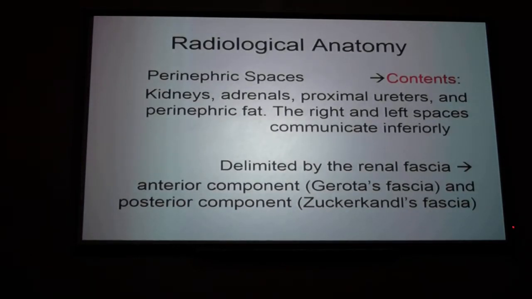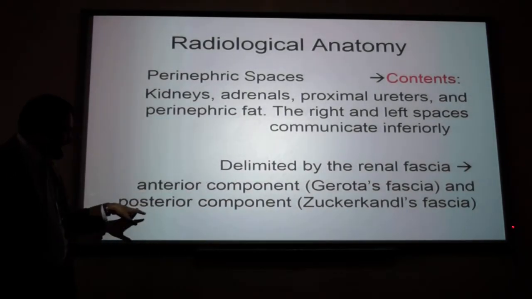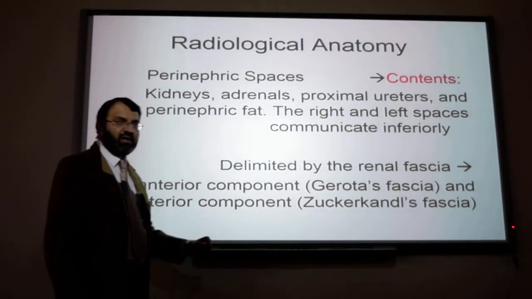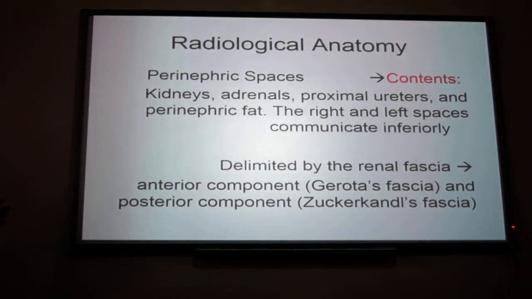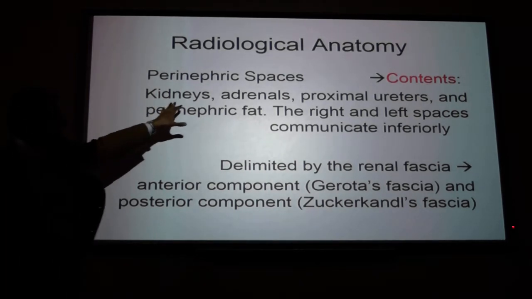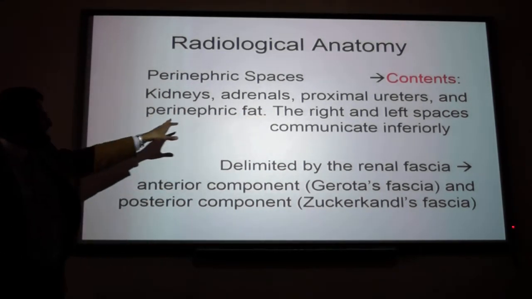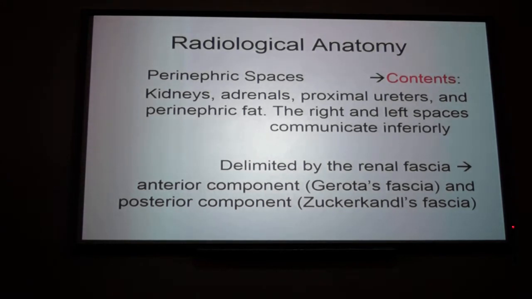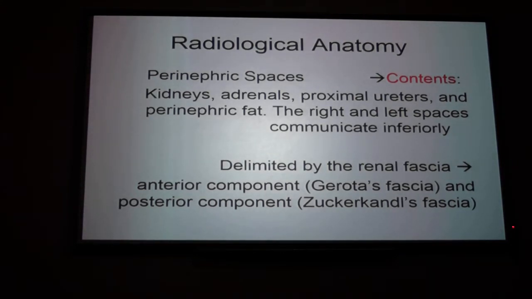This is what I just said. Anterior component is the Gerota's fascia and the posterior component is the Zuckerkandl fascia. These sort of encase the kidneys. There are a few other contents that you should remember: kidneys, adrenals, ureters, perinephric fat. These all form the perinephric space. Contents of the perinephric space.